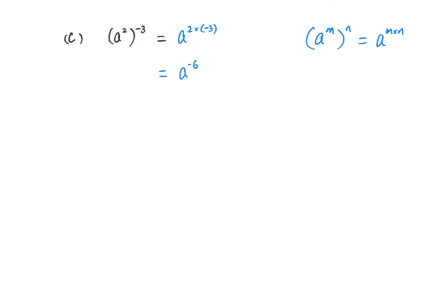So a to the power negative 6, just like a to the power negative n, we change it to positive, 1 over a to the power n. So here a to the power negative 6 equals 1 over a to the power 6. That's it.